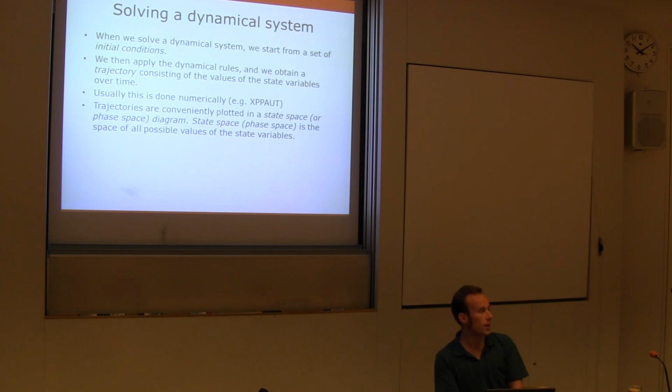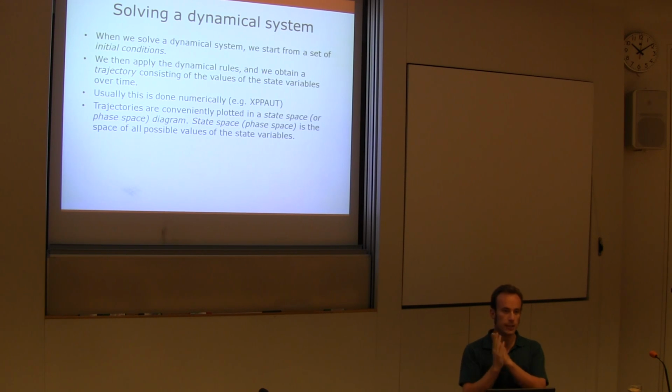So speaking of which, when we talk about solving a dynamical system, what we mean is that we need to start from a set of initial conditions. So we specify the time when we're starting, and we give initial conditions to all the state variables. For example, we start at time t equals 0, we specify the values of those state variables at time t equals 0. We then apply the dynamical rules, whether those be the difference equations or the differential equations, and then we obtain what's called a trajectory, which consists of the values of these state variables over time.